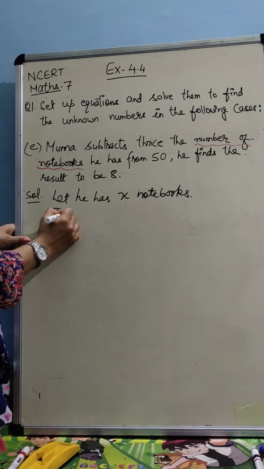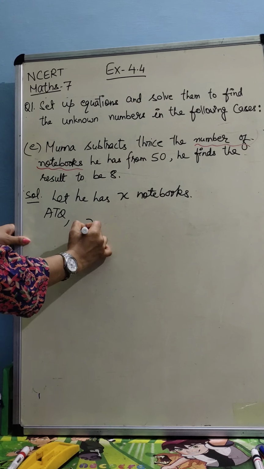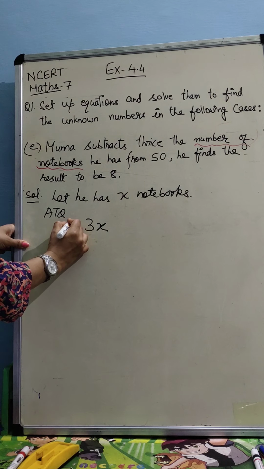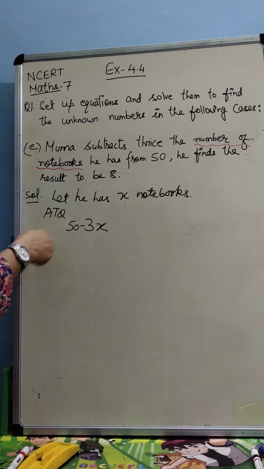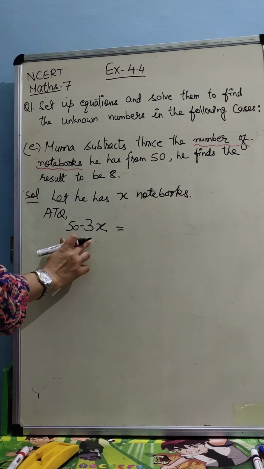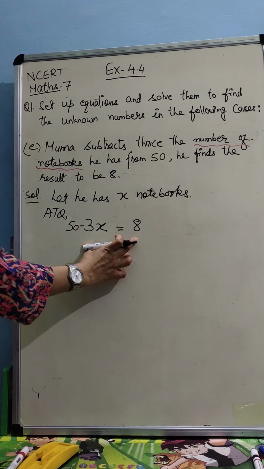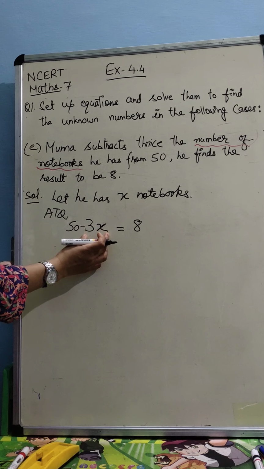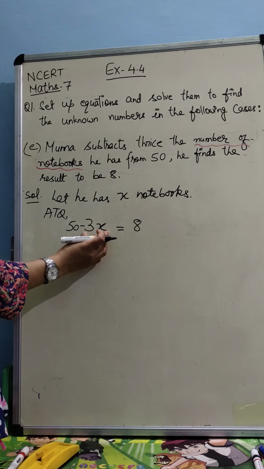So according to the question, he subtracts thrice the number of notebooks from 50. 50 minus 3x, he finds the result to be 8. The result is 8. So we can write the statement like this. This is the equation. We have to find 3x here. So 3x will remain here.